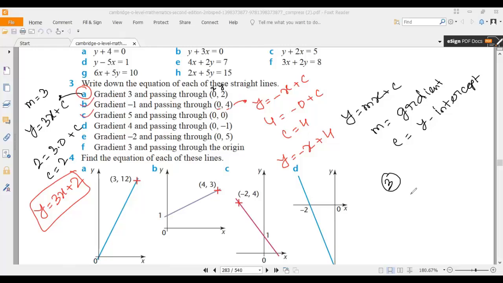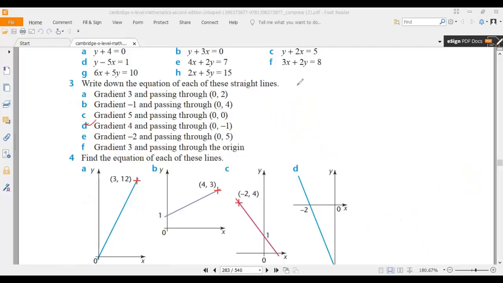Now question number C. Question number C says gradient 5 when passing through 0, 0. So the equation will be y equal to 5x. Okay. And this one passing through 0, 0. So if we put the value of 0 in y and the value of 0 in x, we'll get 0 equal to 0 plus c. So c equal to 0. So what will be the final answer? Y equal to 5x. Okay. Very simple.